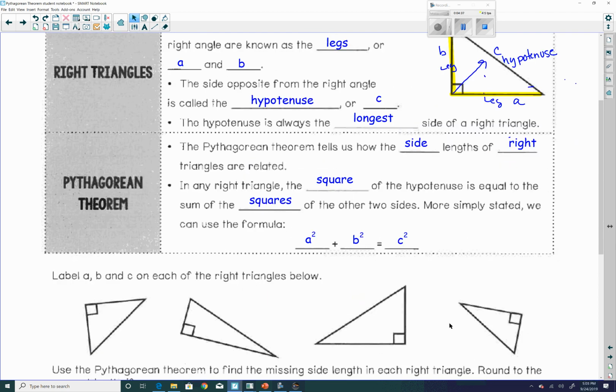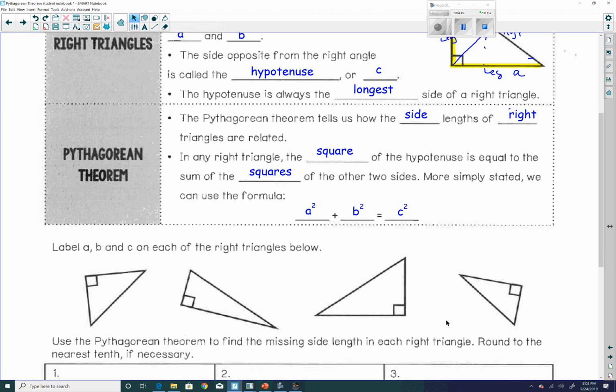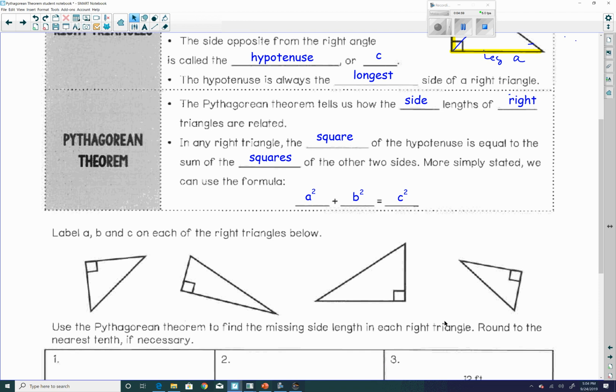We can use our calculator in this part of the module, but it's so much easier if you are very familiar with the squares and you've memorized them, not only for this part of math, but for algebra as well. You're going to be using squares and square roots probably from this time on in math, okay?